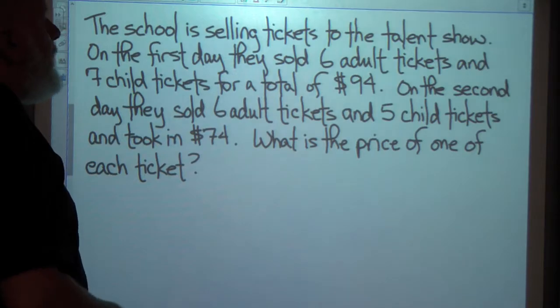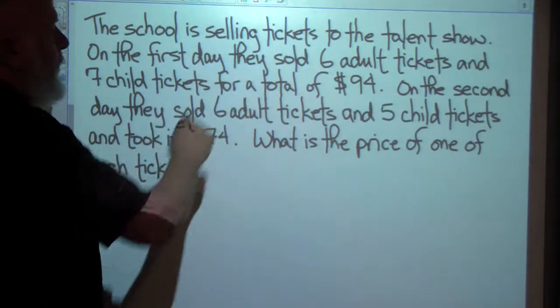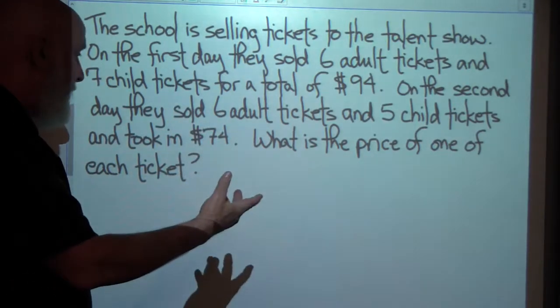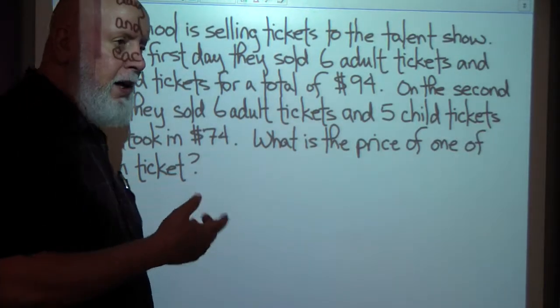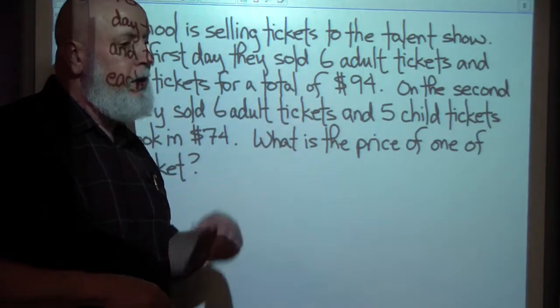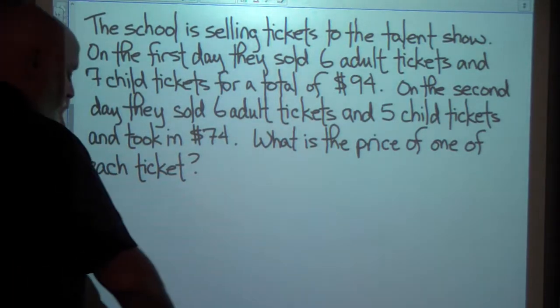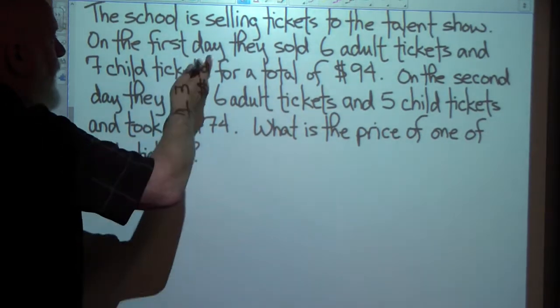The school is selling tickets to the talent show. On the first day they sold 6 adult tickets and 7 child tickets for a total of $94. On the second day they sold 6 adult tickets and 5 child tickets and took in $74. What's the price of one of each ticket? In other words, how much does a child ticket cost? How much does an adult ticket cost? So here's one way of doing this. You can probably figure it out in your head, but here's how, if it was really complicated, we would do it.